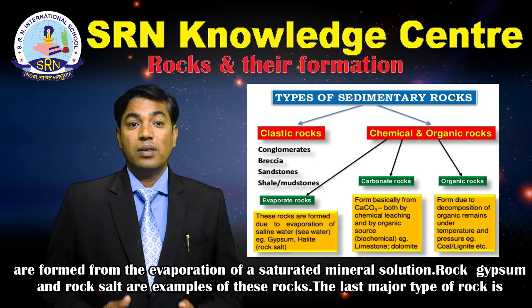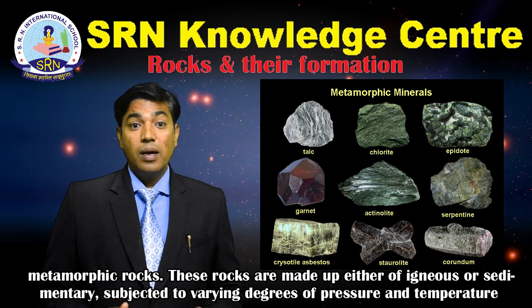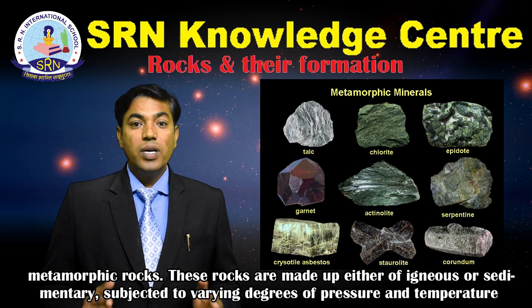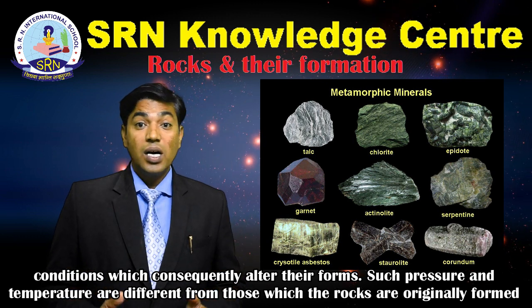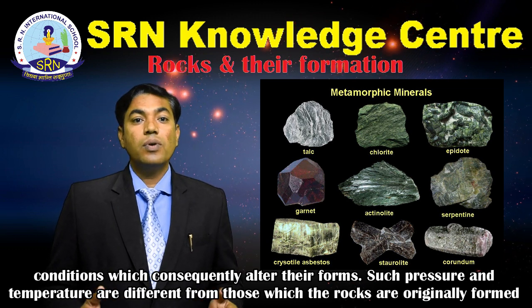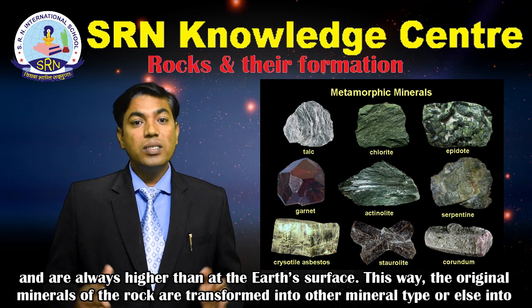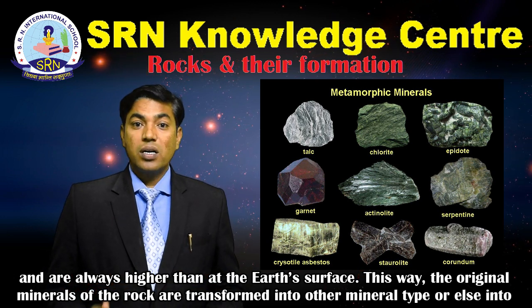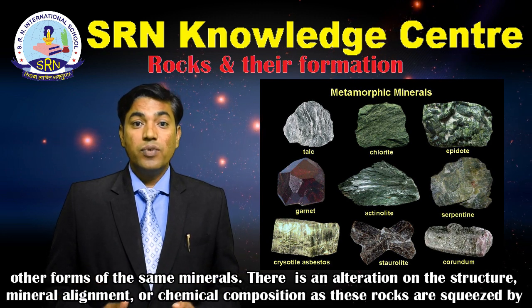The last major type of rock is metamorphic rock. These rocks are made up of either igneous or sedimentary rocks subjected to varying degrees of pressure and temperature, conditions which consequently alter their forms. Such pressure and temperature are different from those at which the rocks were originally formed and always higher than at the earth's surface. This way, the original minerals of the rocks are transformed into another mineral type or else into other forms of the same minerals.